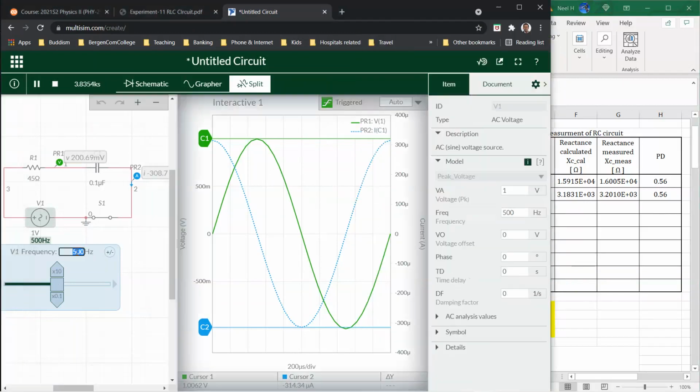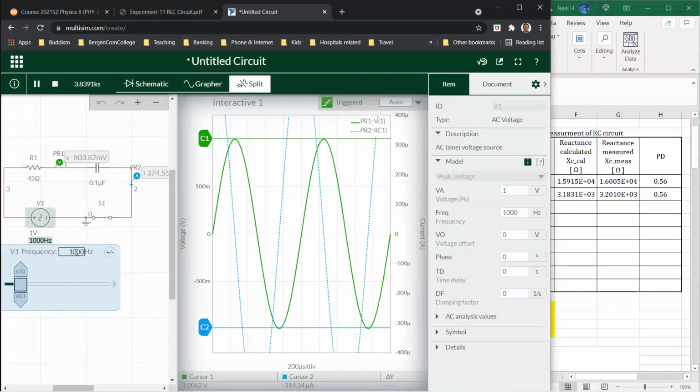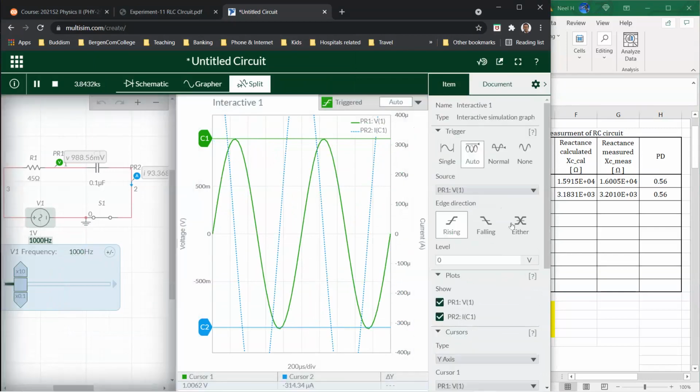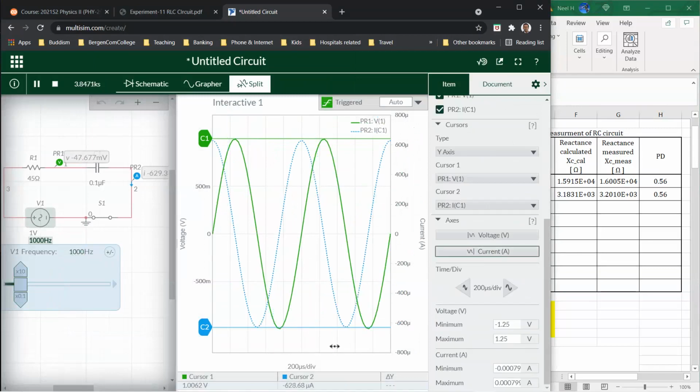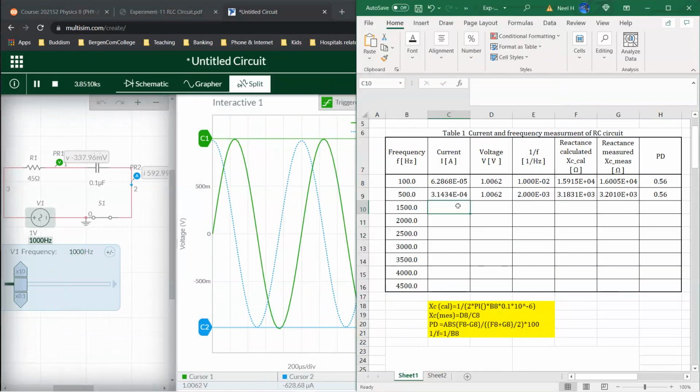All right, then we'll continue this with 1000 hertz. Voltage remains the same, current changes much. We'll measure the current. About 628.68 microamps. Voltage remains the same. All of these we can click and drag.